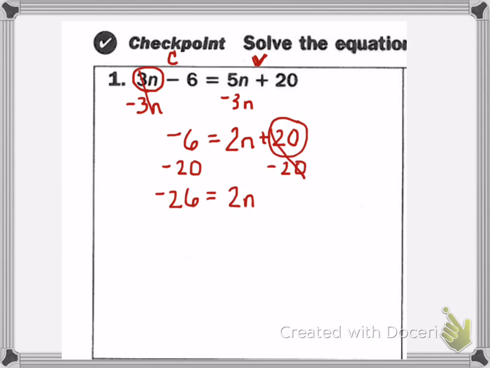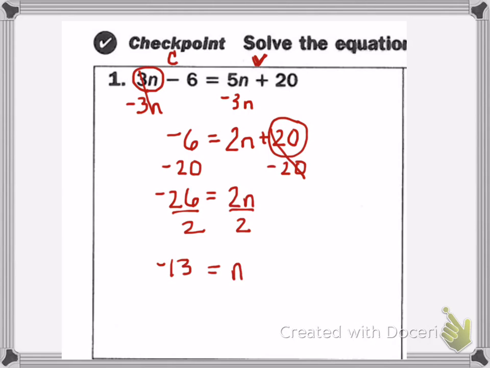Now this part of the equation you should be familiar with. Think about what you would do to get n by itself. That's right, you would divide by 2, and you get n is equal to negative 13.